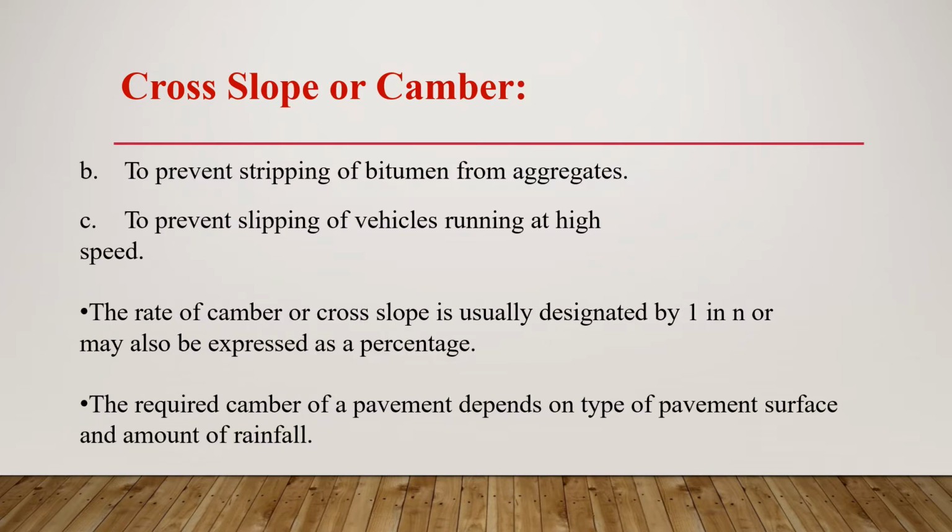And to prevent stripping of bitumen from the aggregate surface and to prevent slipping of vehicles running at a very high speed. The rate of camber or cross slope is usually designated as 1 in n, and sometimes it may be expressed in terms of percentage. The required camber of the pavement depends on the type of pavement surface as well as the amount of rainfall.